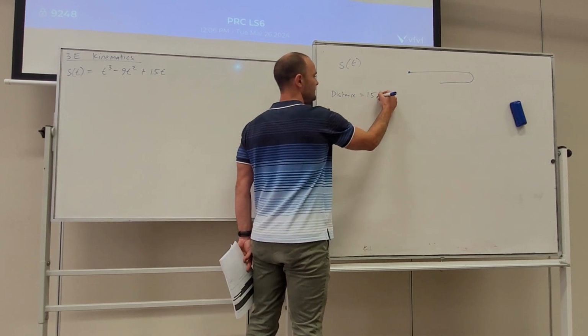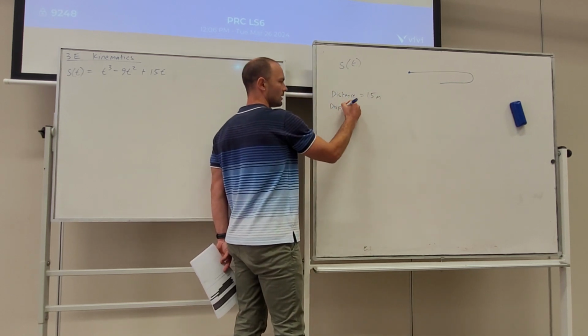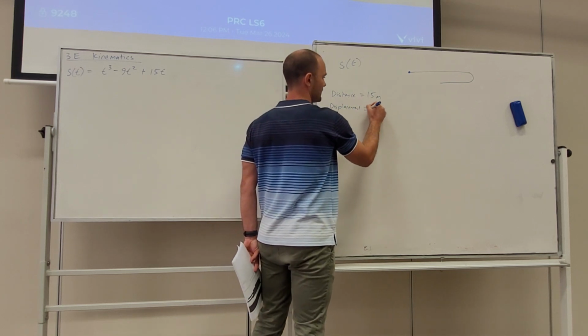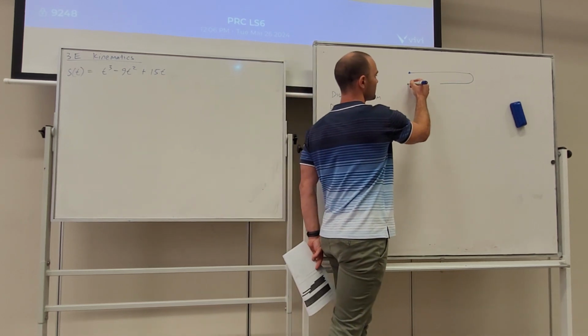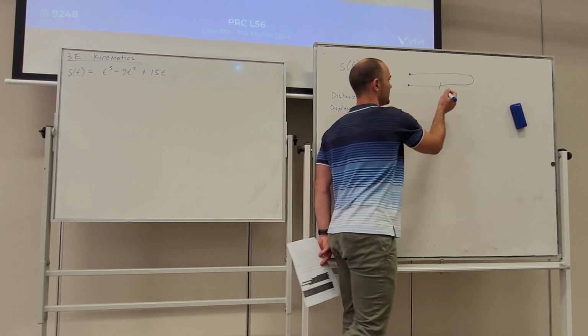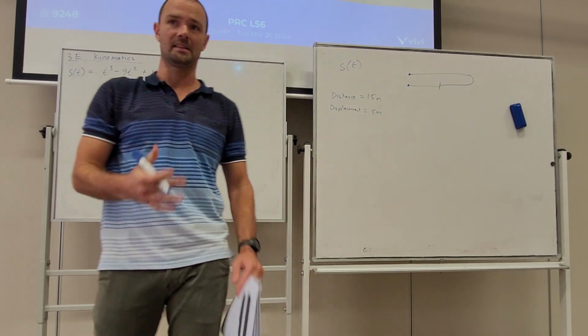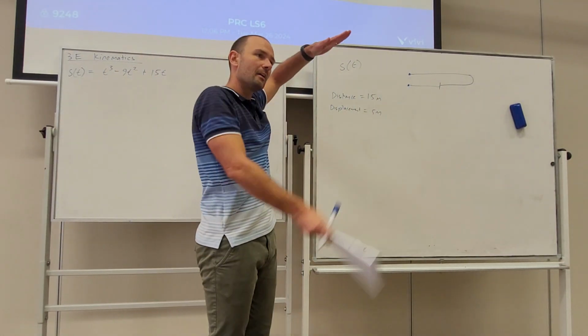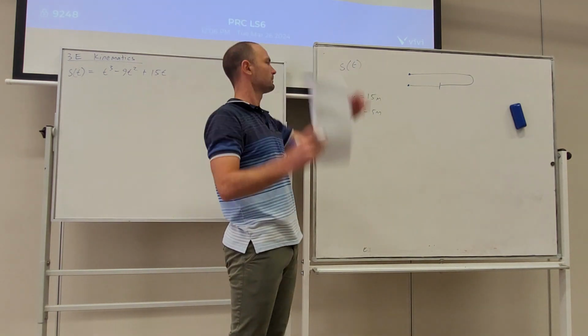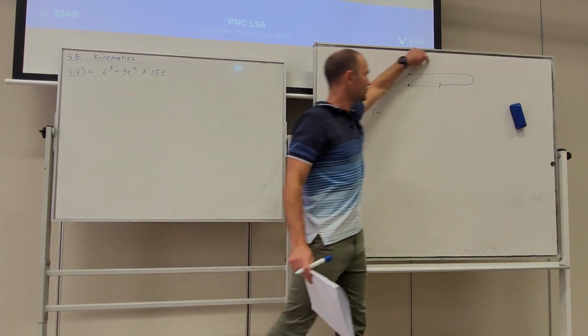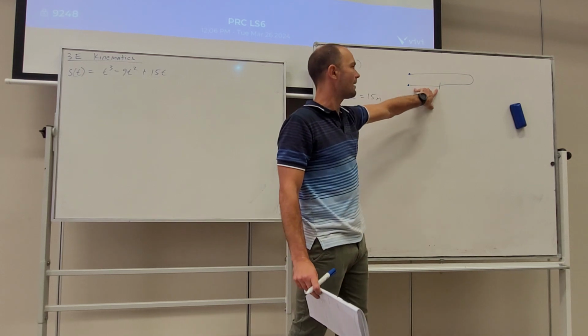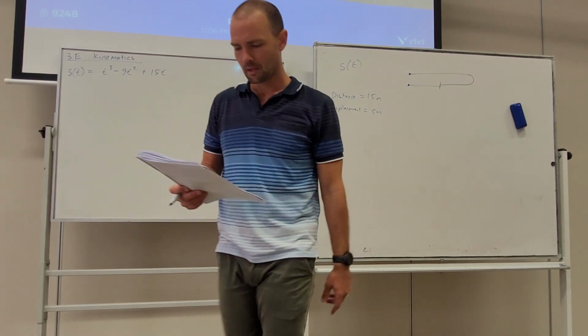But his displacement is only 5 metres. The displacement is the distance from the origin to where you finish. Okay, that's what displacement means. It just means distance away from your starting position. Alright, so distance, the total amount travelled. Displacement, how far are you away from where you started?